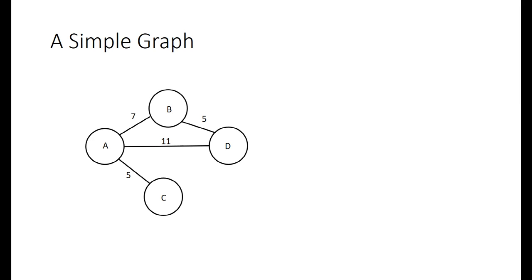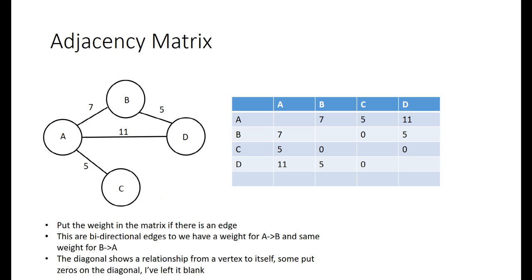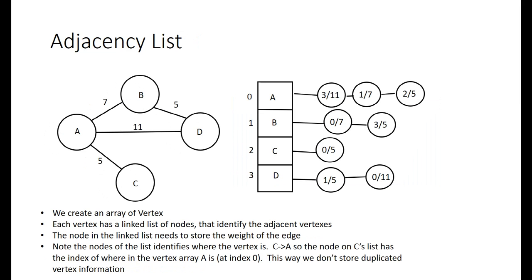So here's an example. Here's a simple graph, but this time it has weights on the edges, right? And if we put them into an adjacency matrix, we put the weights into the graph instead of putting zeros and ones. And if we have a bidirectional edge, we have to put the weight in for both directions. The diagonal shows the relationship from the vertex to itself, just like it did with the unweighted ones. Some put zeros on the diagonal. I've left it blank. You really shouldn't end up accessing it, so it doesn't particularly matter.